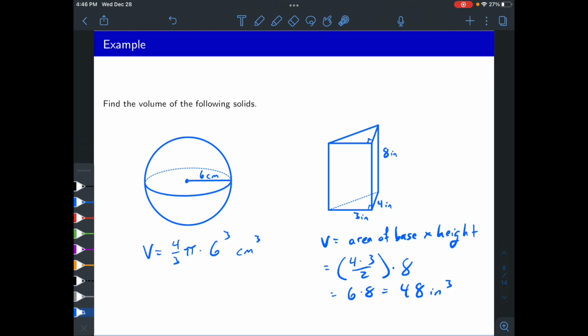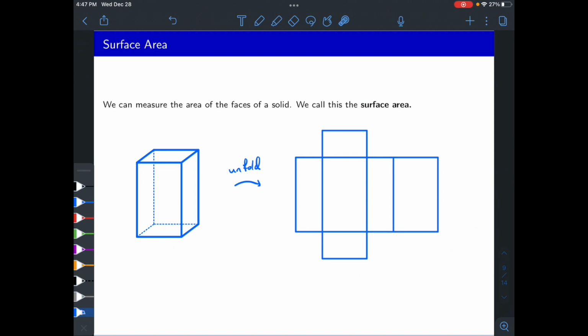If you're curious about where the units come from, we're multiplying 3 inches times 4 inches divided by 2 times 8 inches. So we're multiplying by inches 3 times. That's why it's cubic inches.